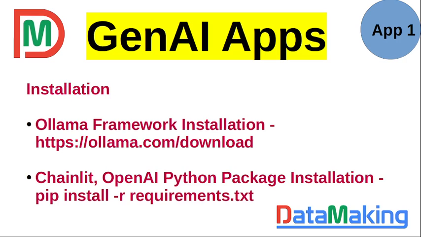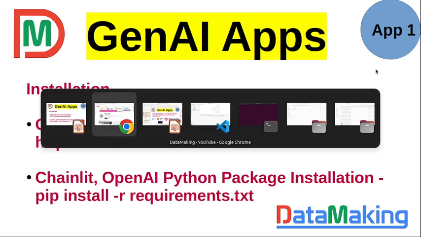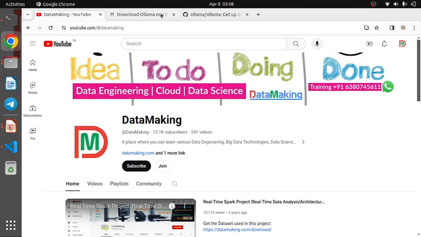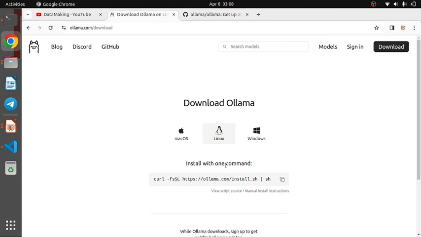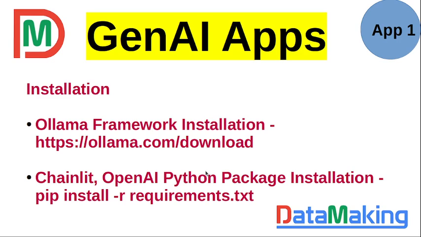How to install it? For the Ollama framework, I will be providing the link to install. I built this entire application on the Ubuntu operating system, but you can build using Mac or Windows as well. The installation steps are given here, so you can follow them. I will provide this link. And then you need to install the two Python packages, which are Chainlit and OpenAI.